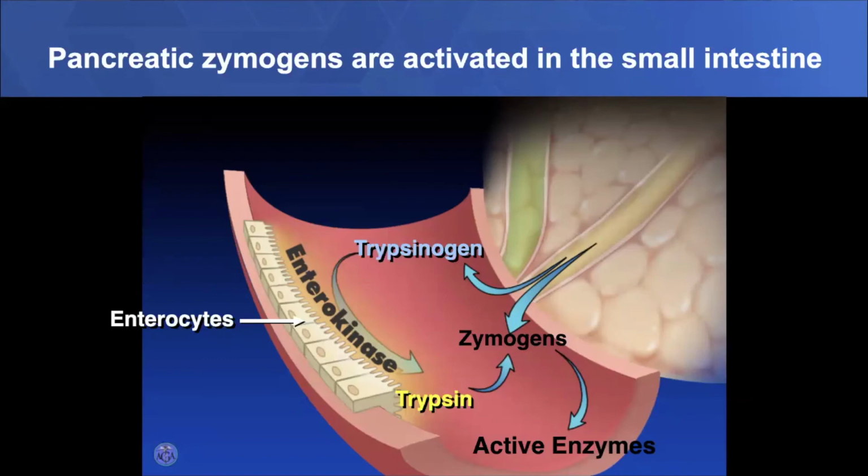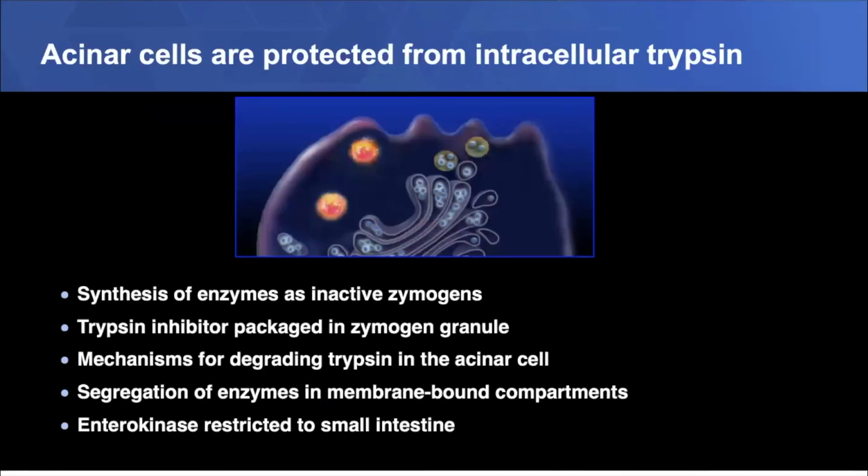And as shown here, trypsin can then, by limited proteolysis, catalyze the activation of all the other zymogens secreted into the small intestine. Finally, we think one of the mishaps that occurs to initiate acute pancreatitis, which will be a topic of discussion in a subsequent session, is the activation of these digestive enzymes actually within the pancreatic acinar cell. So we've gone a long way to protect against that.